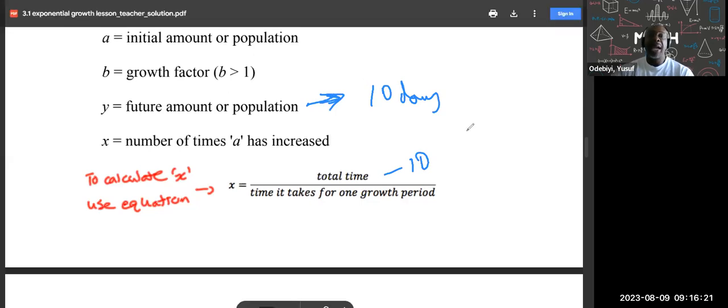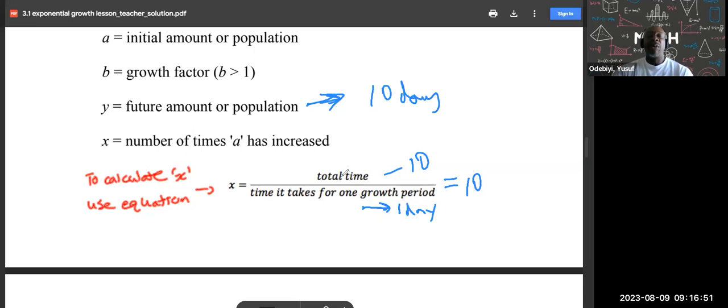Our total time is 10, but the time it takes for one growth is 1 day, right? In 1 day it triples. So our exponent is not going to be 10 over 1. Our exponent is just going to be 10, right? Now, this part here could change. Say it took like 3 days to triple, then it'll be 10 over 3, okay?